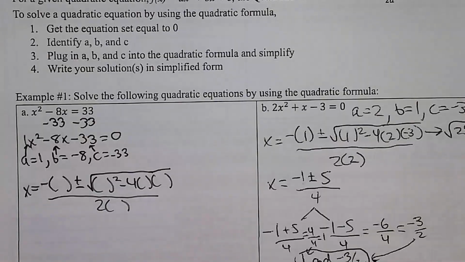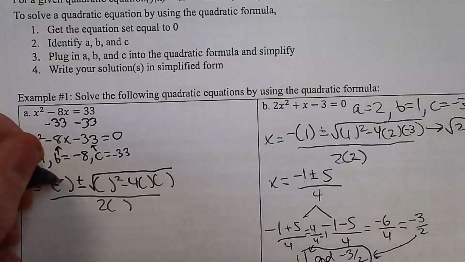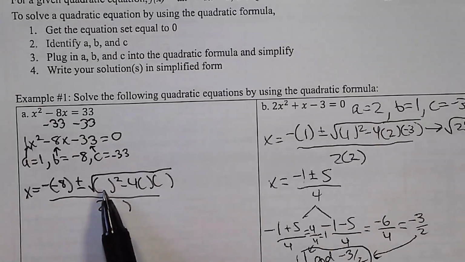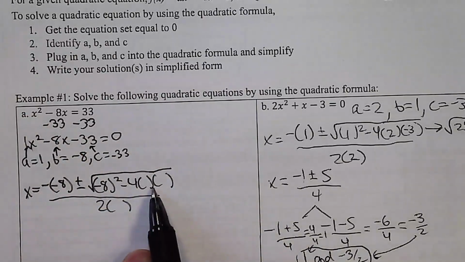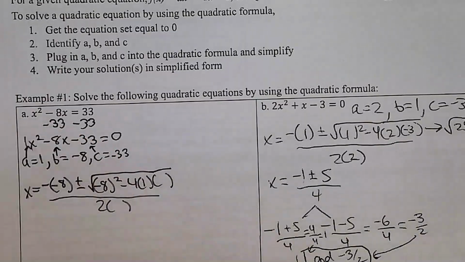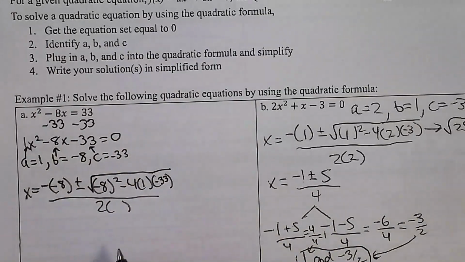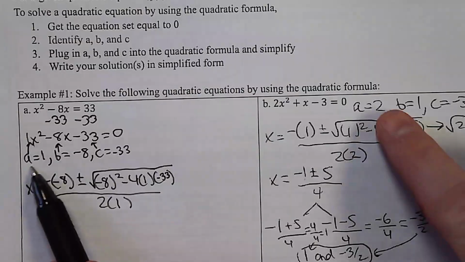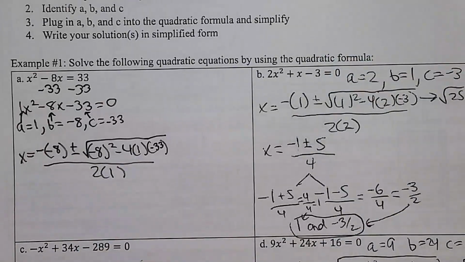Let's pick on Kylie. Kylie, negative b. What's b? Yes! Plus or minus b squared. What's b? Good. Minus 4ac. What's a? What's c? All over 2 times a. What's a? All she did was plug in those numbers. She matched these numbers with these values here. That's all she did.